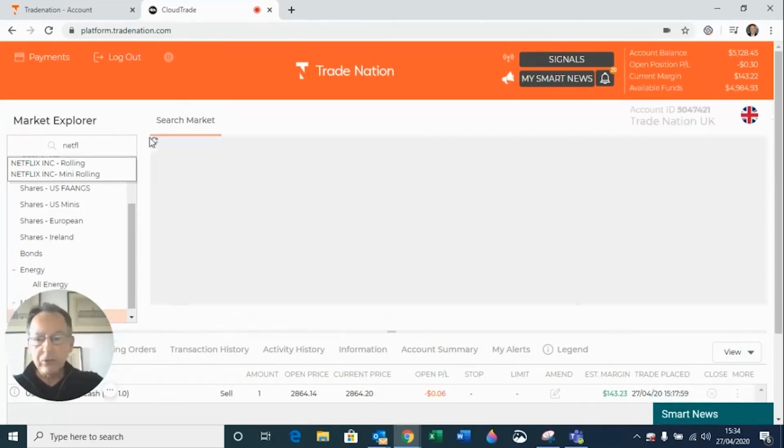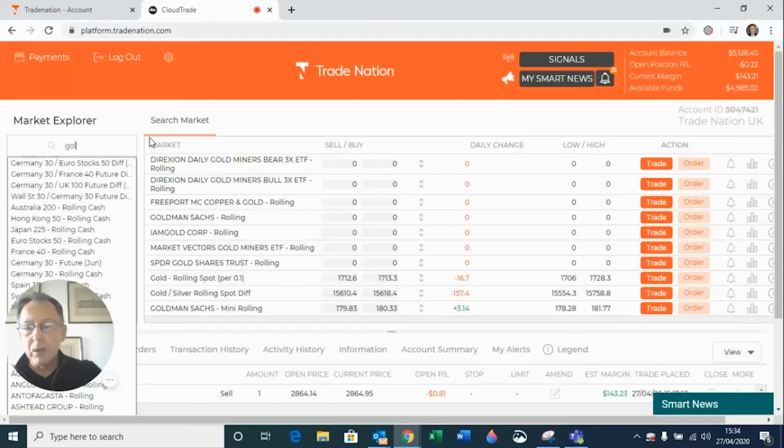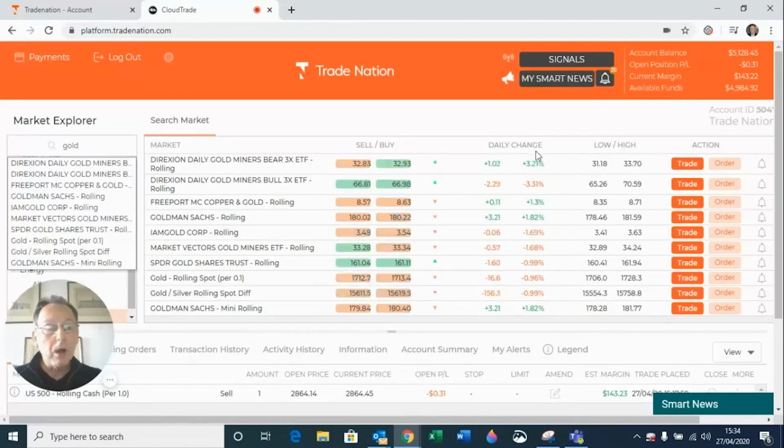But let's say I'm not really sure what I'm looking for, but I know that there's something to do with gold. I can type in gold here, and this will bring me up a whole list of products which have gold in their title, whether it be an ETF like one of these here, the Direxion Daily Gold Miners bear market or the bull market, or we have Goldman Sachs in there, and there we have the price of gold on its own. So you can select these, you can drop these into a watch list, but here's a very easy and straightforward way of locating markets within the platform.